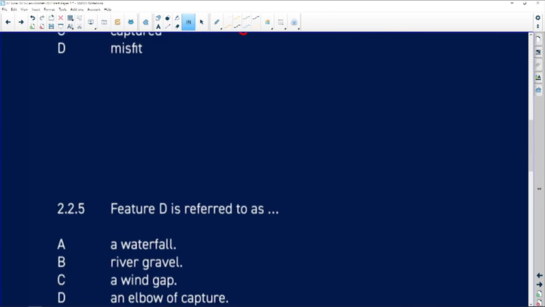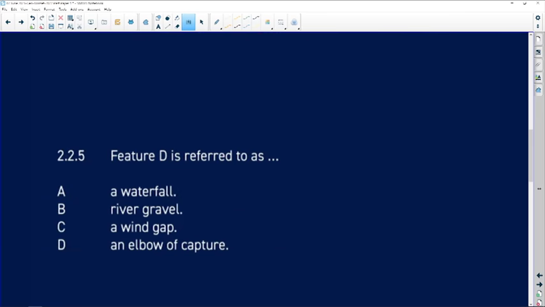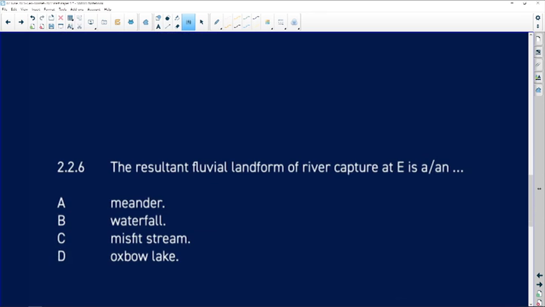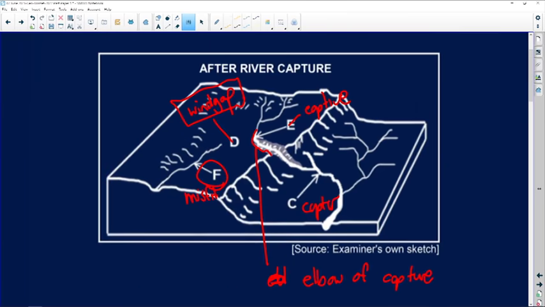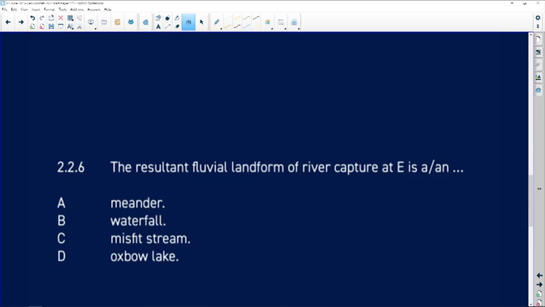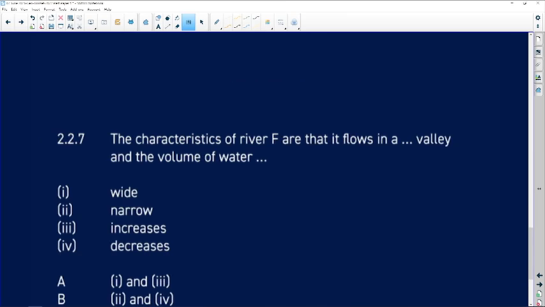Now 2.2.5, feature D is referred to as the, let's just quickly have a look at it. We've already identified it as the wind gap. So the correct answer over there will be C. 2.2.6, the resultant fluvial landform of river capture at E is a, let's see if we've mentioned it. Okay, so that's the elbow of capture, but they asked the fluvial landform at 2.2.6, and the correct answer will be B, a waterfall, because that's where the interception takes place, and as you can see, the headward erosion causes a neck point.